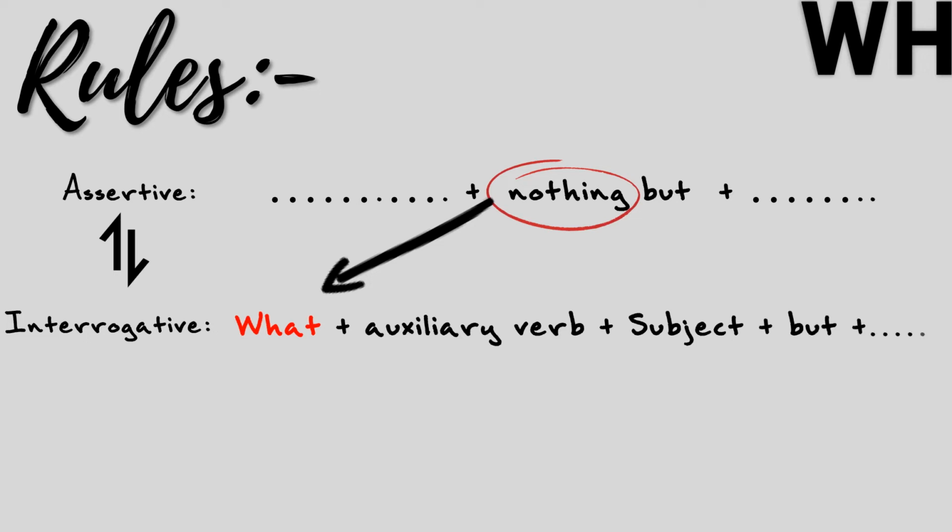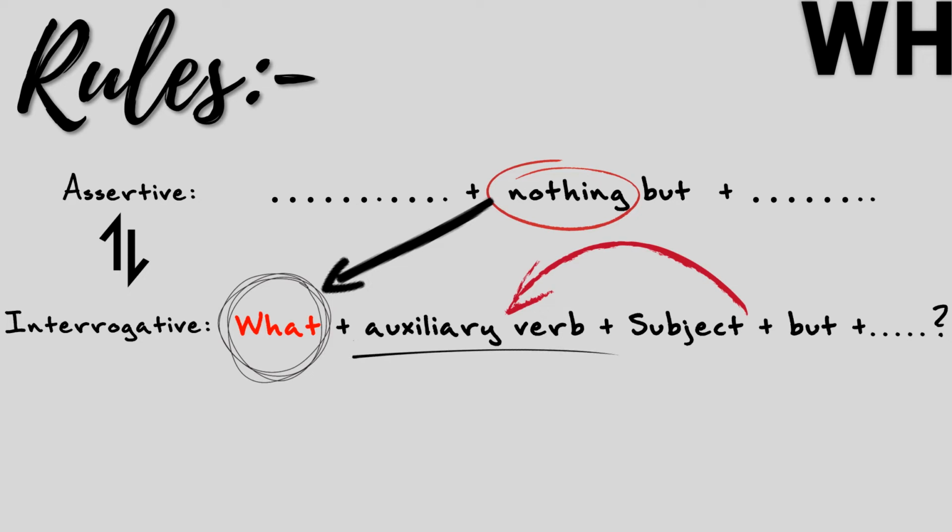the subject. So what you need to do, first you have to put "what", and you must bring the auxiliary verb in front of the subject. You must bring the auxiliary verb in front of the subject, and the rest will remain the same. I repeat, the rest will remain the same.